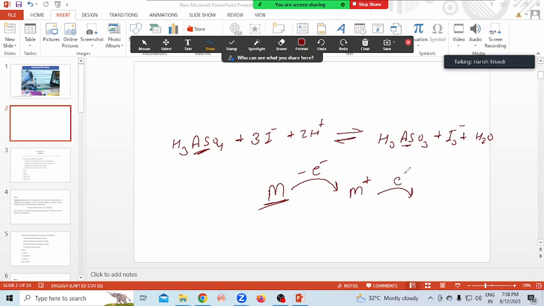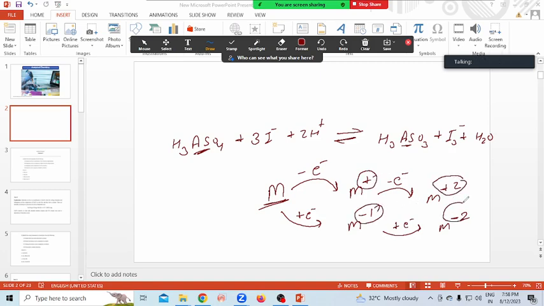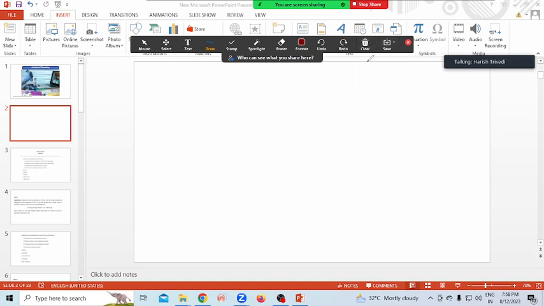Again it is losing one more electron, so now it is M2+, and likewise M3+, M4+, like that. Suppose it is gaining one electron, so it will convert to M-. Again it is gaining one more electron, so it will convert to M2-, like that. So this is known as the oxidation state. According to the shortage or excess of electrons, we can say which oxidation state a particular ion is in.